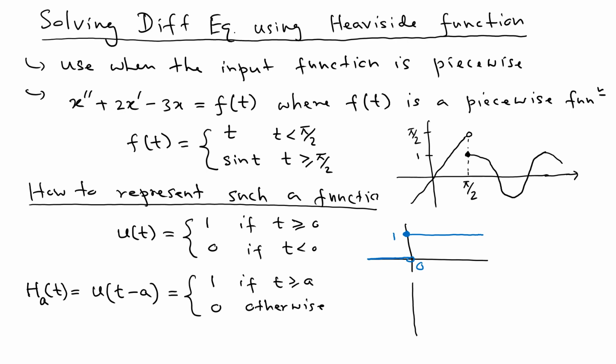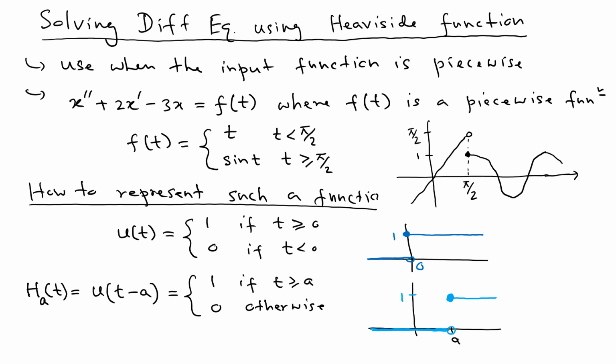This is the value of a. So that's the value of a. So what's going to happen? Until a, the function is 0, so it stays 0. So no signal, 0. And then right after a, it's going to jump to 1 and stay at 1. So that is the general Heaviside function.